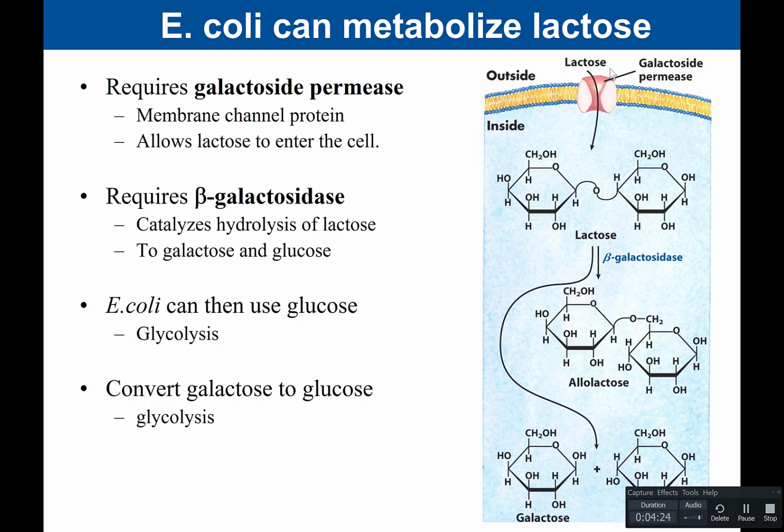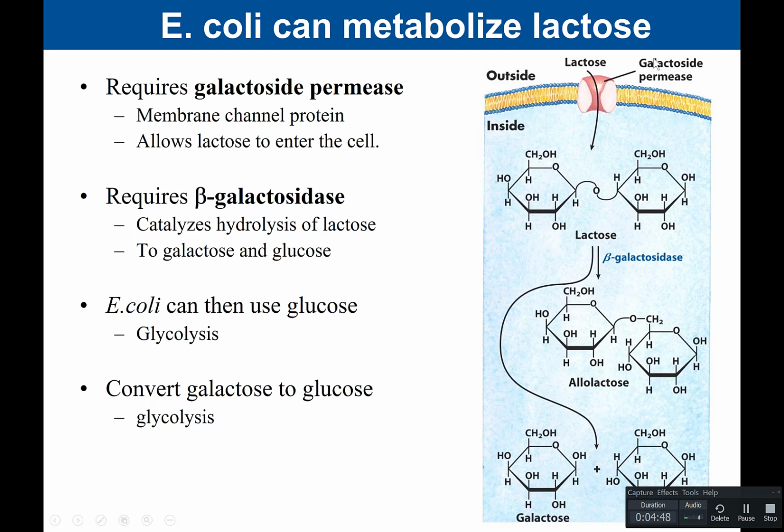The name of this channel protein is called galactoside permease. So permease means to permeate or to get in. It's what's going to allow lactose to get into the cell. So you have to have expression of that galactoside permease in order to get lactose into the cell. The cell has to produce that channel protein to get lactose in.